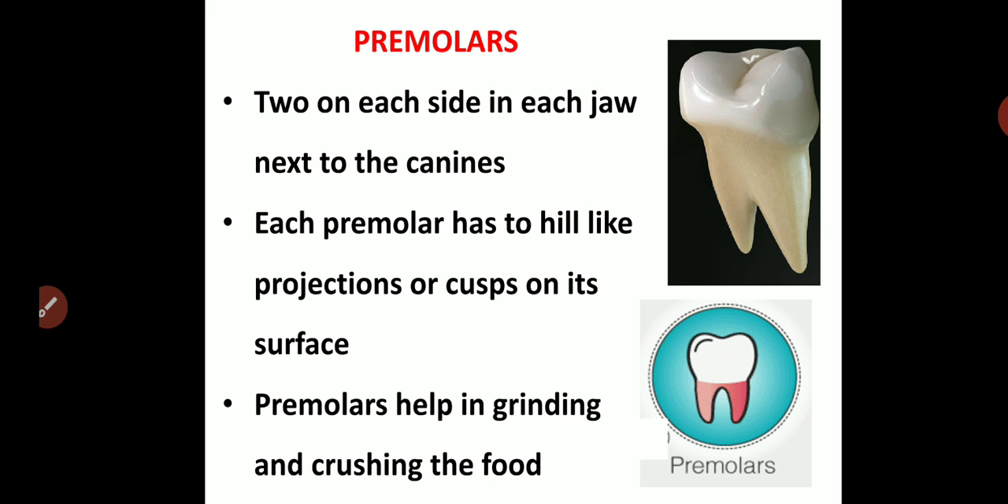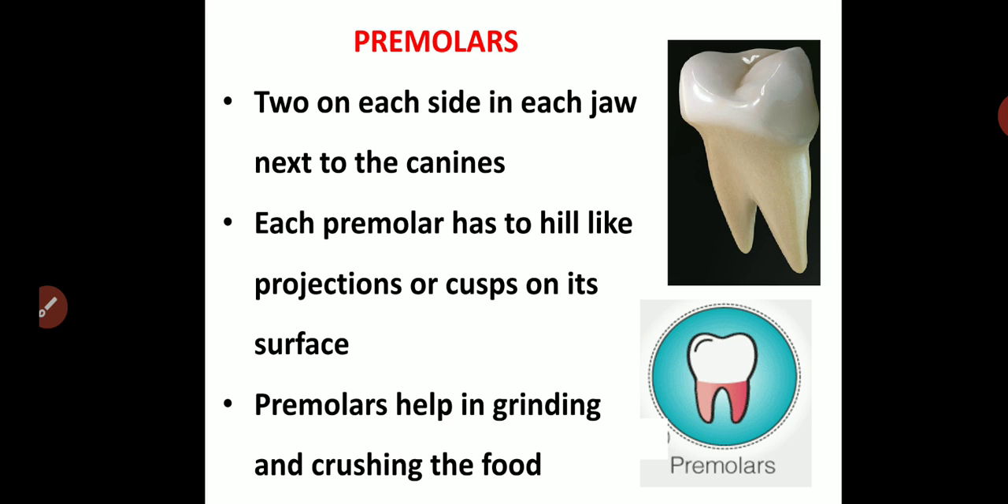Then you have the premolars. These are broad teeth and they have a broad surface with humps which are called the cusps. As you can see in the diagram, the bulgy parts, those are the cusps. Because of the presence of two cusps on the surface of each premolar, they are called bicuspid.